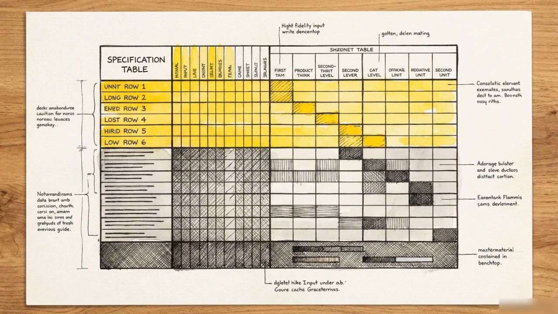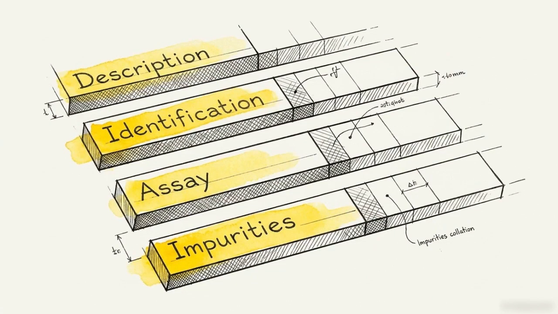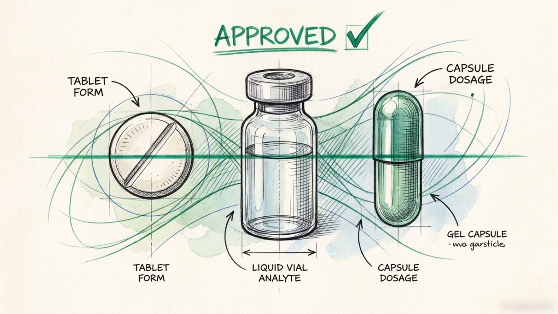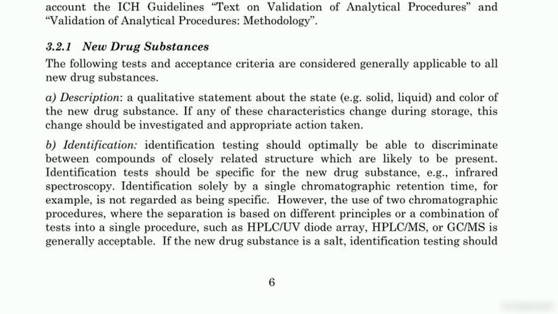Returning to the master specification table, we isolate the top section. These 4 parameters, description, identification, assay, and impurities, are the universal tests. They are required for every new chemical entity, regardless of the dosage form. The mandate for identification testing is absolute specificity. The test must accurately discriminate the active ingredient from closely related compounds. Therefore, relying solely on a single chromatographic retention time is invalid. Manufacturers must deploy orthogonal methods to achieve acceptable specificity.